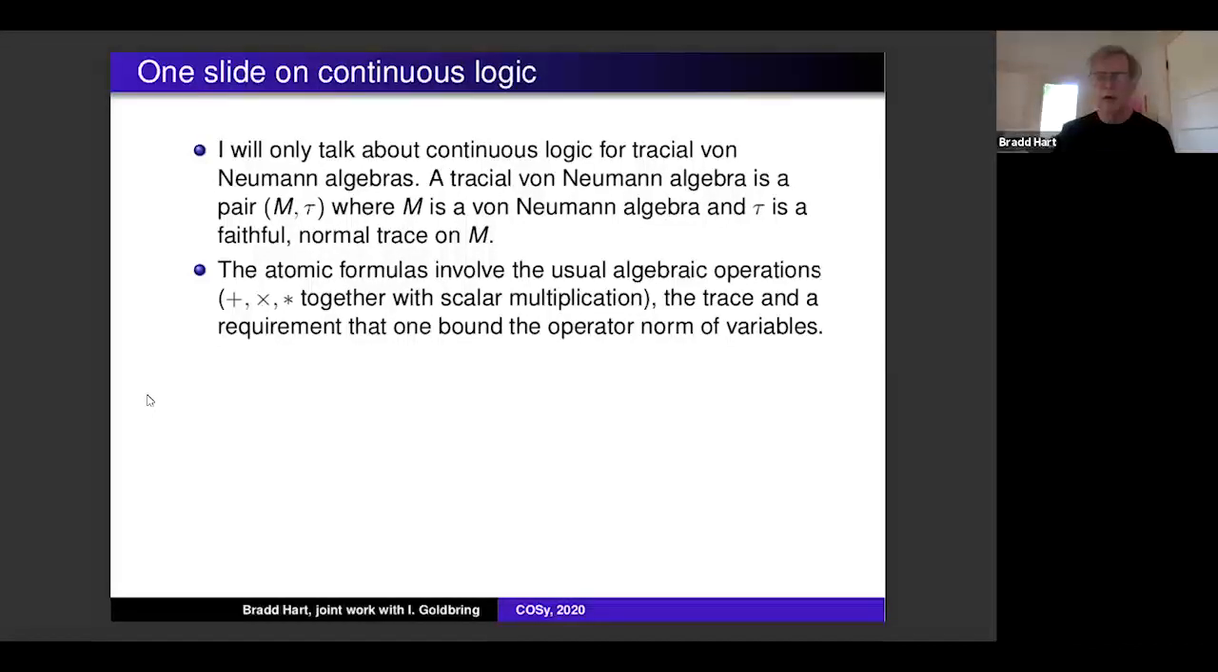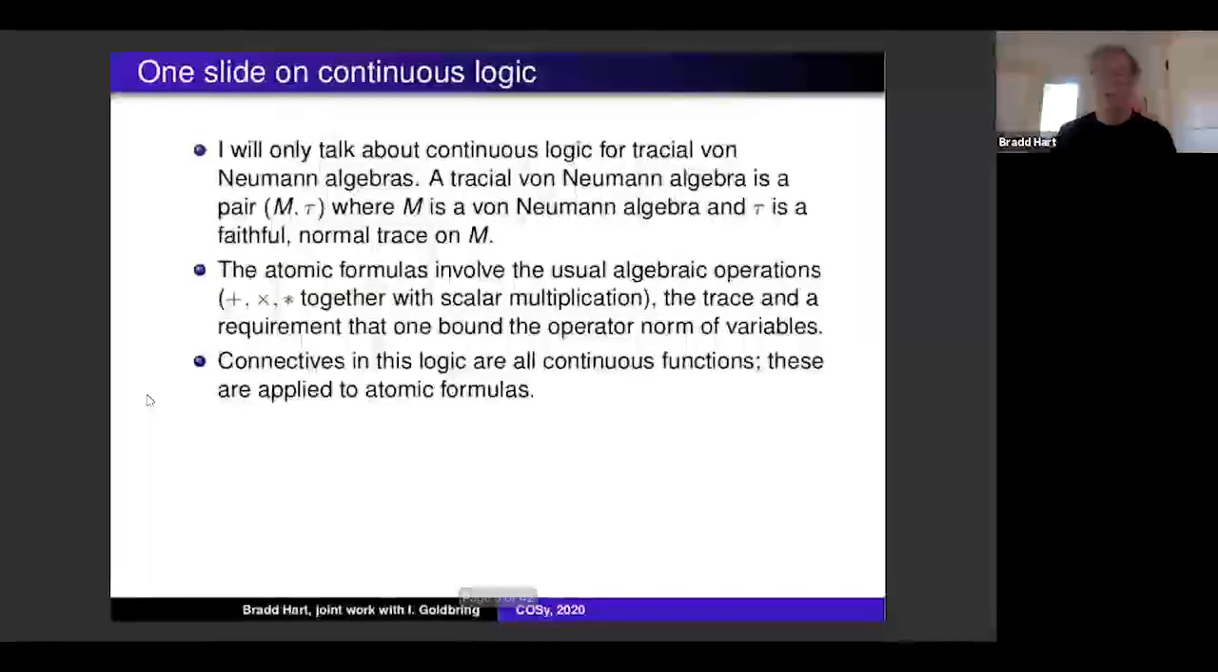All right, so again, moving in parallel to classical logic, you would have your atomic formulas, which you then can put together using connectives. What do the connectives look like in continuous logic? Well, I'm going to be very generous here. They're all continuous functions. So my connectives are just any old continuous function, and I apply these continuous functions to atomic formulas.